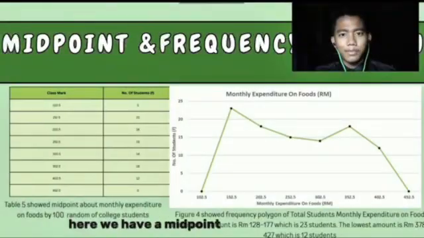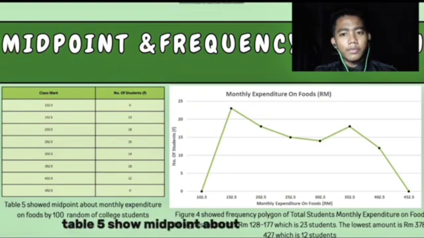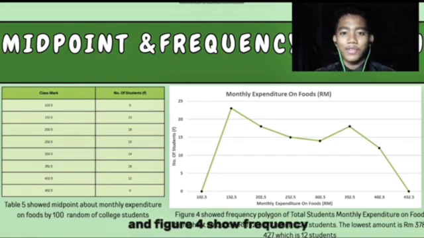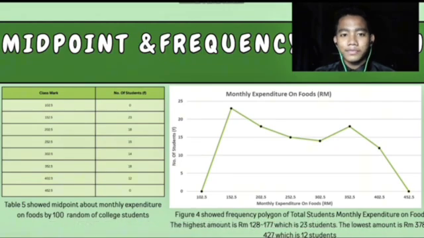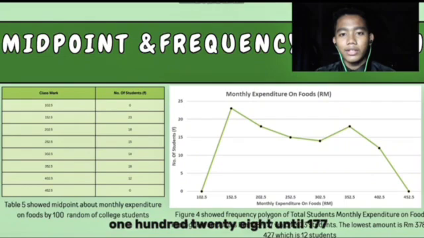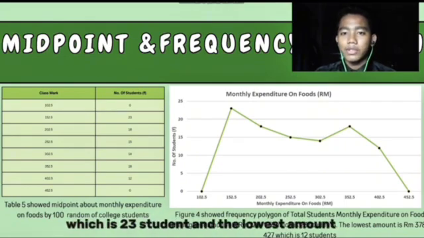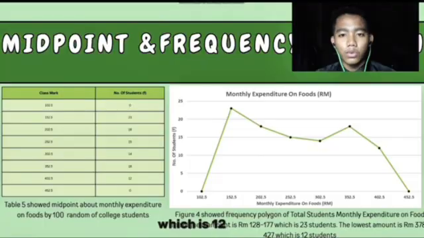Here we have a midpoint and frequency polygon. Table 5 shows midpoint about monthly expenditure on food by 100 random college students, and figure 4 shows frequency polygon of total student monthly expenditure on food. The highest amount is RM 128 until 177, which is 23 students, and the lowest amount is RM 378 until 427, which is 12 students.